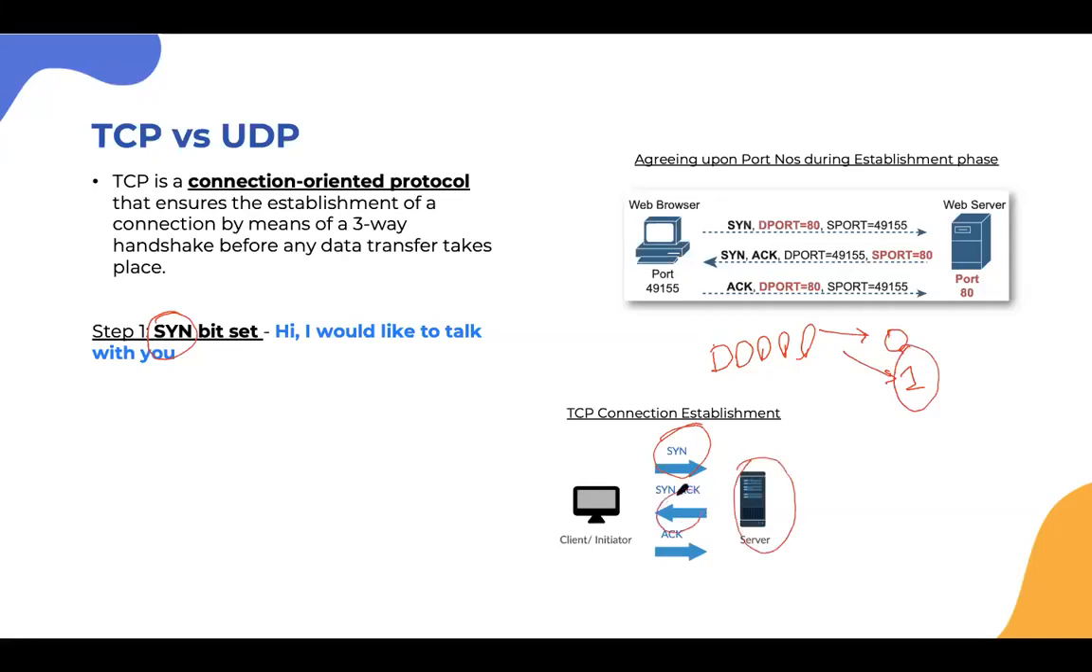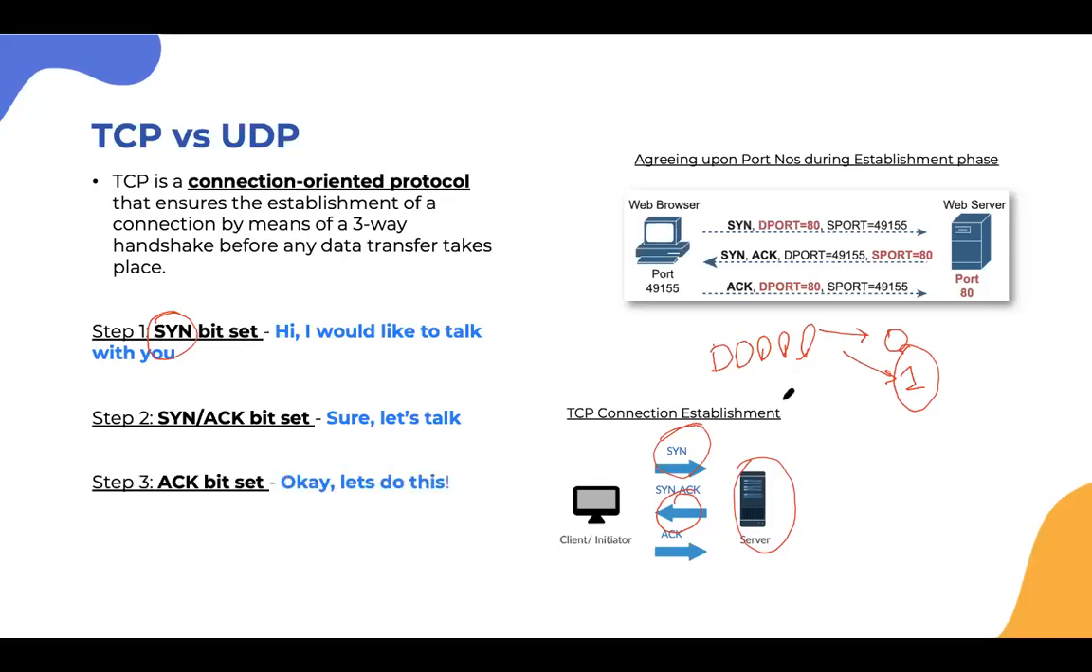Similarly, there'll be a SYN ACK bit which will be set when the server responds back. So when you say a SYN packet, it's not a special type of packet. It is just a regular packet where the SYN bit is set to 1. So it is turned on. It's like turning on a switch. So SYN bit turned on, SYN ACK bit turned on, ACK bit turned on, you're done. Now data transfer can happen between the client and the server.